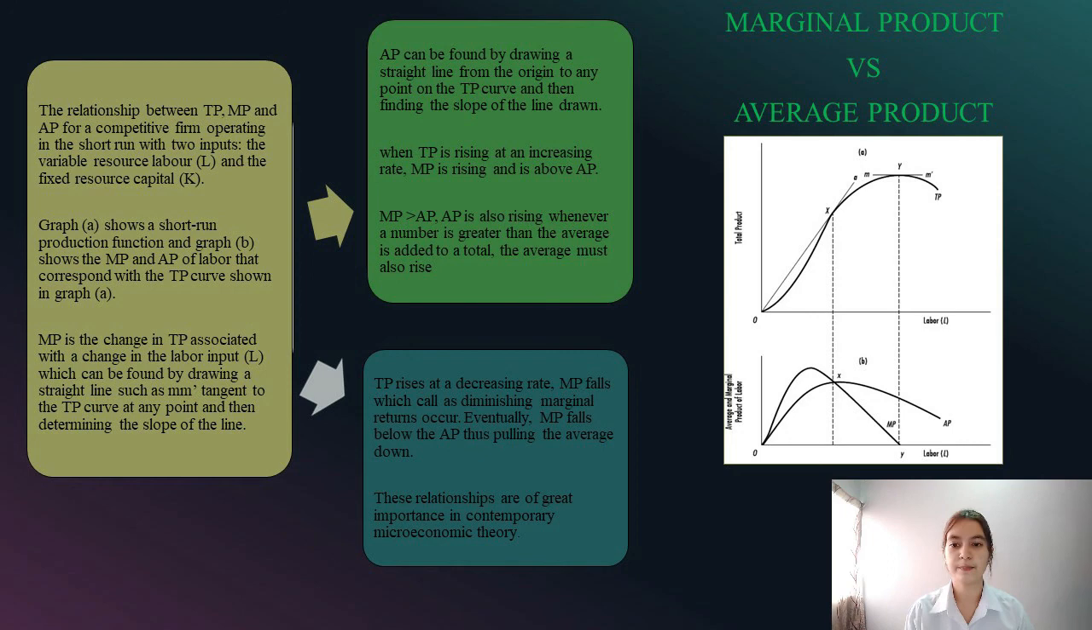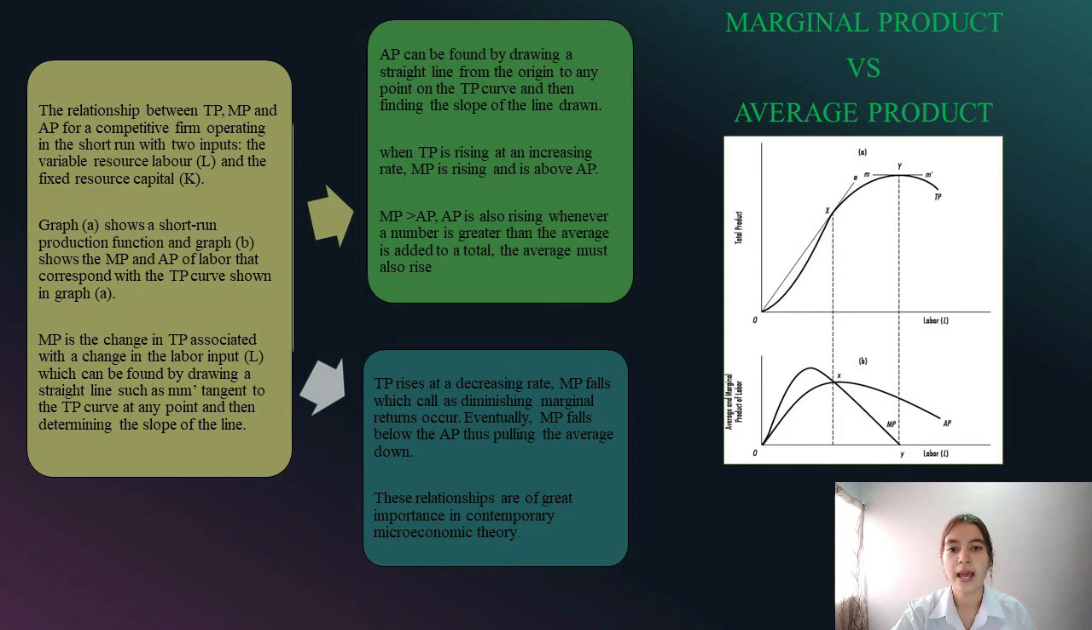MP is the change in TP associated with a change in the labor input, which can be found by drawing a straight line such as MM prime tangent to the TP curve at any point, and then determining the slope of the line. AP can be found by drawing a straight line from the origin to any point on the TP curve, and then finding the slope of the line drawn. The graph helps us visualize the distinction between TP, MP and AP.